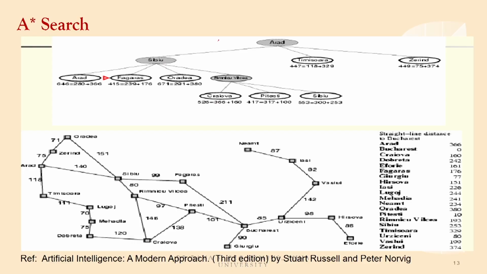suppose we have Arad to Cebu is 140 and from S to RV it is 80 and from RV to C it is 146, we will get 366. And for CR, where we see this map, we get the h of n value here. So, at this stage we have 526, 417, 553 along with these values.